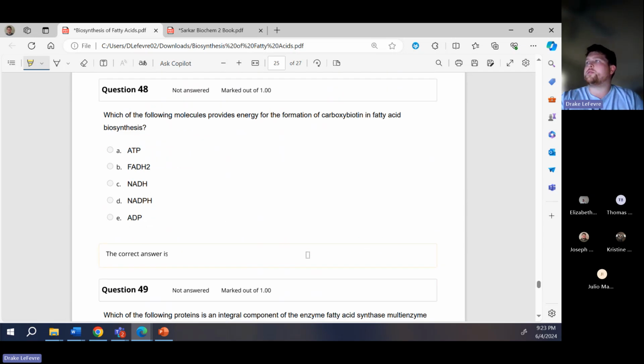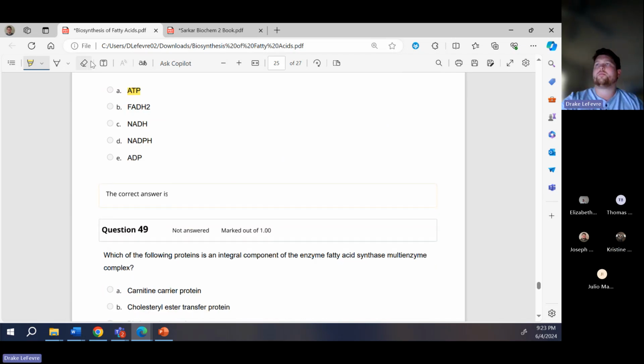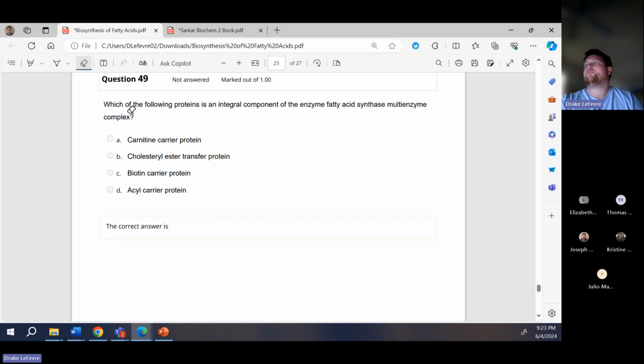Which of the following molecules provides energy for the formation of carboxybiotin in fatty acid synthesis? Immediately provides energy. What is the molecule whose job is to provide energy? ATP. Always ATP. It's ATP's job to provide energy.